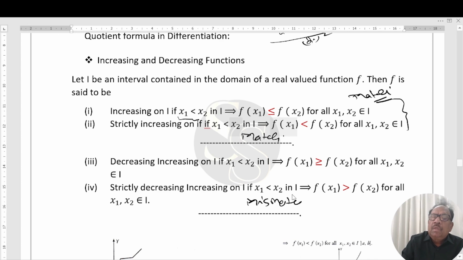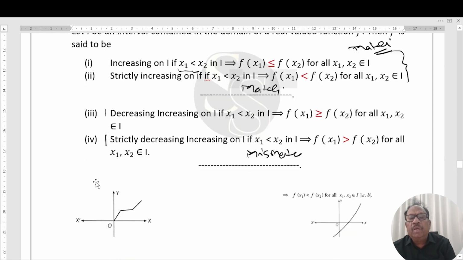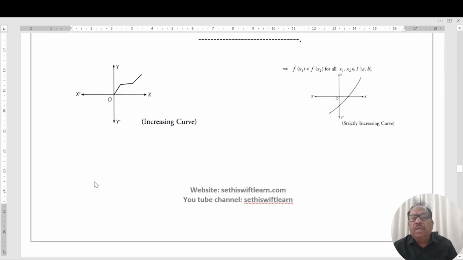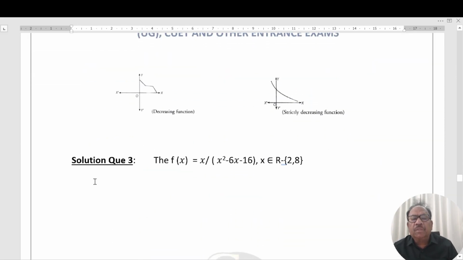Mismatch. One should be less, one should be greater. If one is less than, the other should be greater than. Then decreasing or strictly decreasing. Right? This is another information. Additional information. These are the graphs given for strictly increasing and decreasing cases. You can go through this.